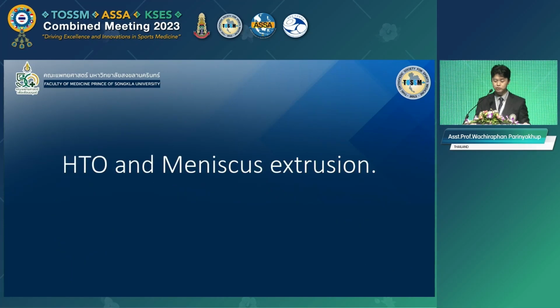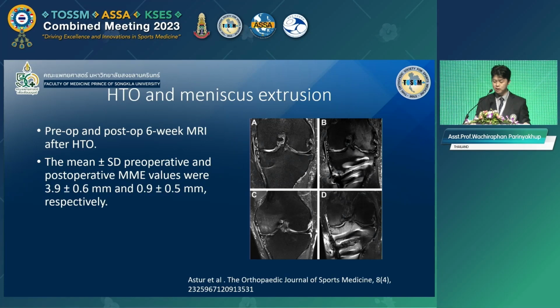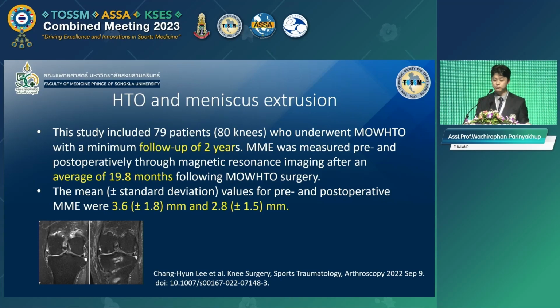We are going to high tibial osteotomy and medial extrusion. There are MRIs pre and post high tibial osteotomy at 6 weeks. They show it can reduce the medial extrusion very nicely, from 3.9 millimeters to 0.9, but only at 6 weeks, and the patient is still non-weight bearing. For longer follow-up, literature at 2 years to 18 years after high tibial osteotomy shows the medial meniscal extrusion can reduce from 3.6 to 2.8 millimeters.